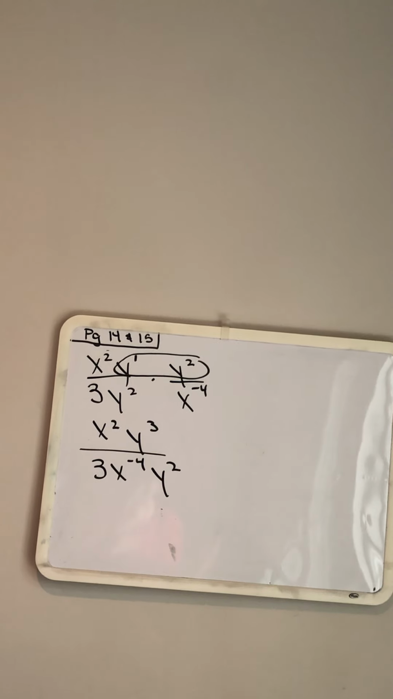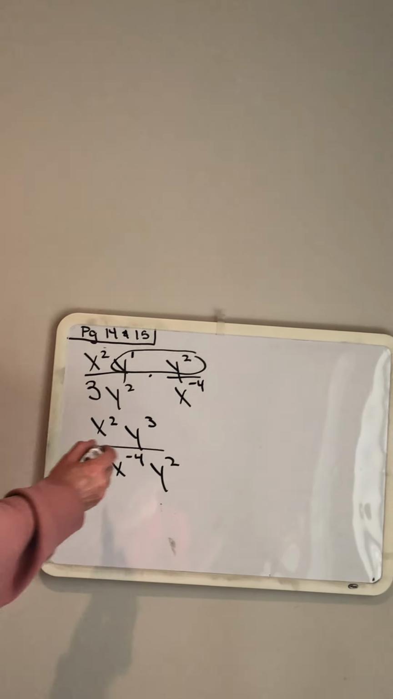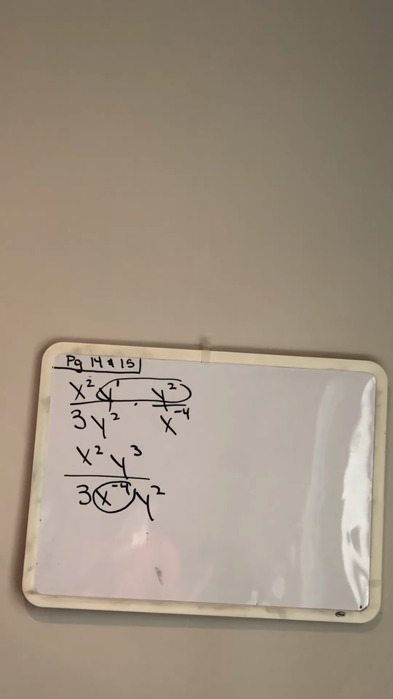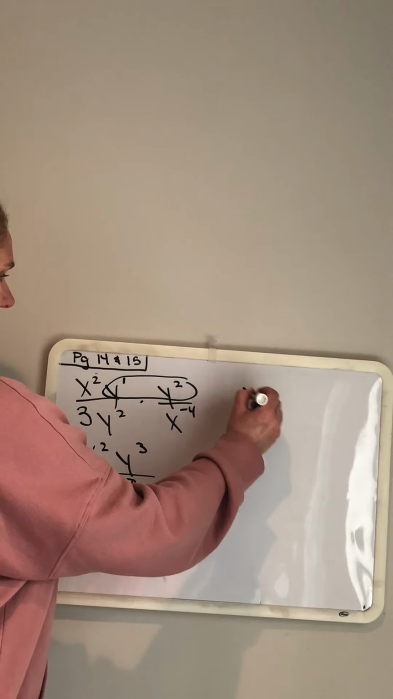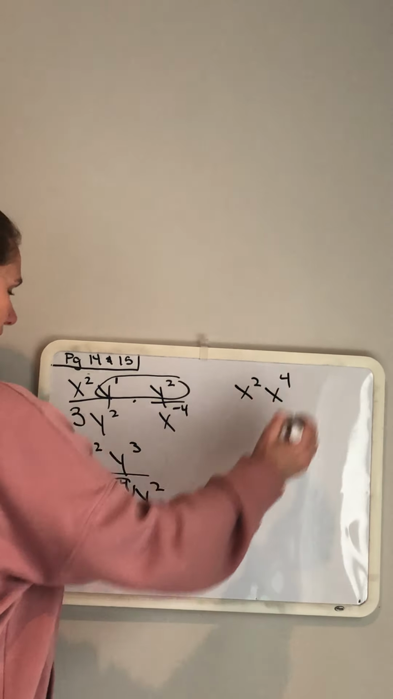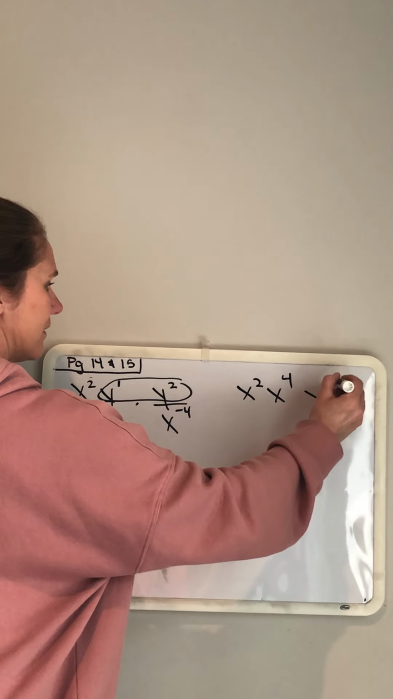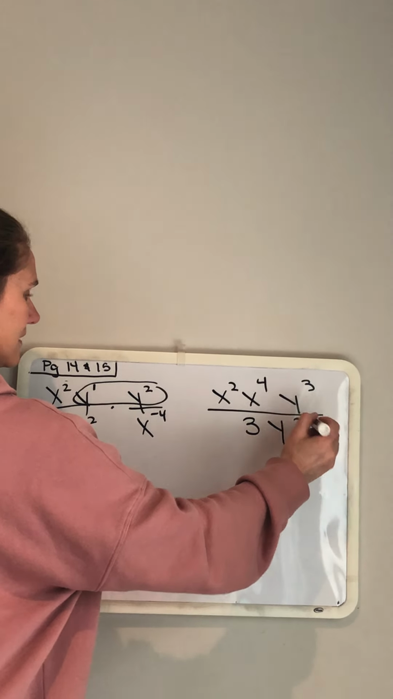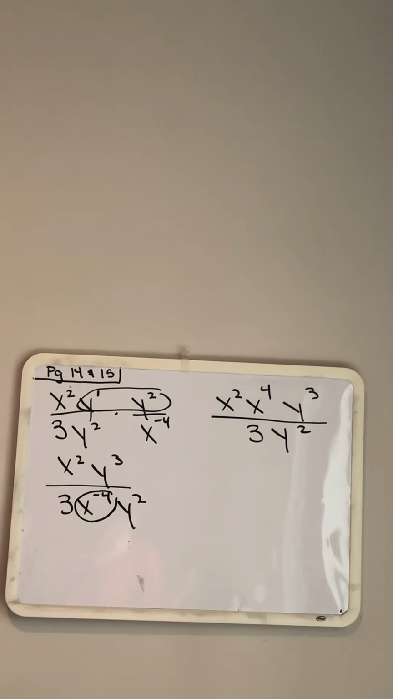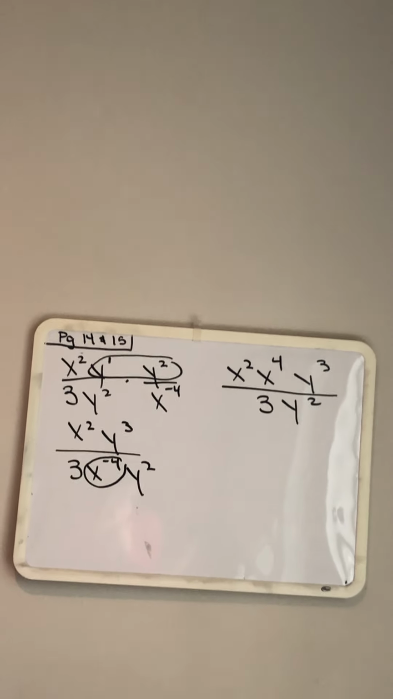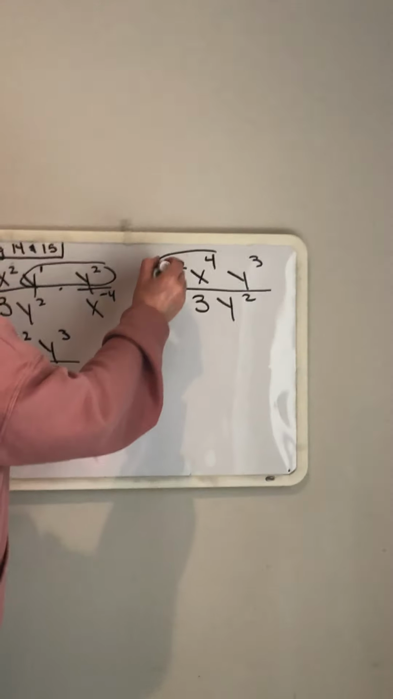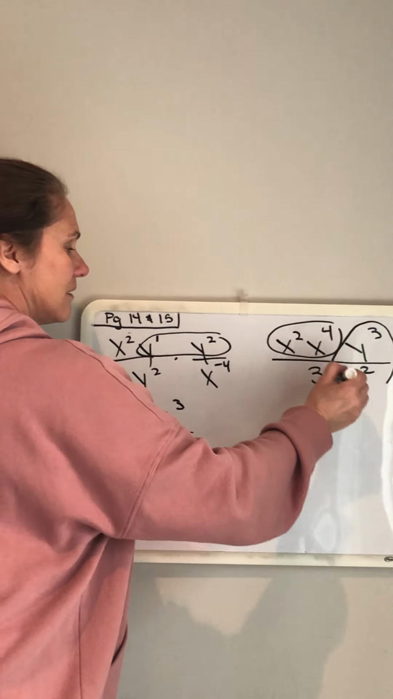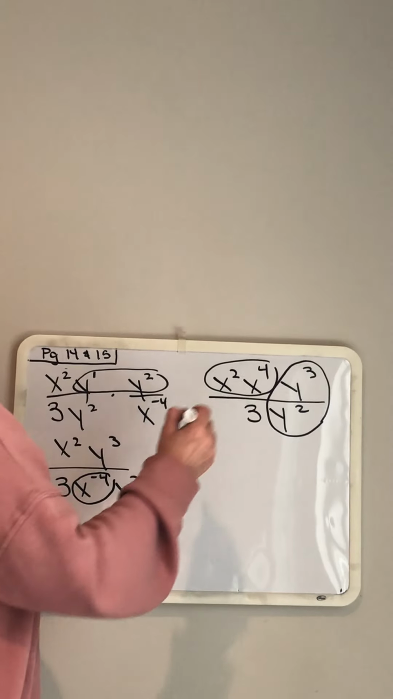Now you see that there is a negative exponent. So the x to the negative fourth has to move up. So now what you have in your numerator is x squared, x to the fourth, y to the third, over 3y to the second. Now you're either going to add or subtract the powers based on the type of question. So here you're multiplying, so that's where you add the powers. Here you're dividing, so that's where you subtract the powers.